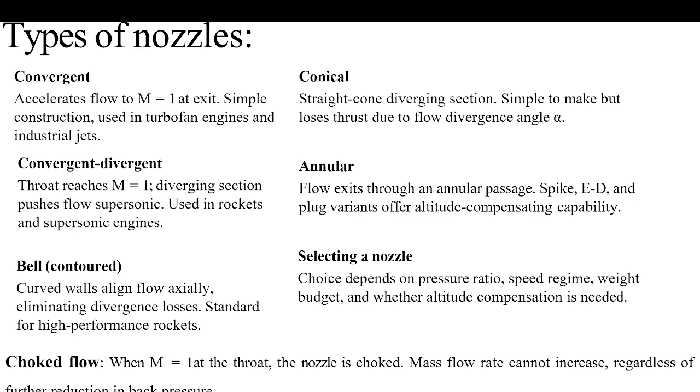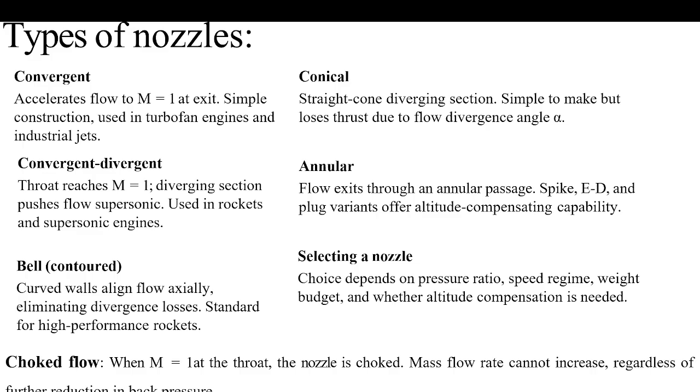It is simple and easy to make, but there is a loss of thrust due to the flow divergence angle, which we call alpha, due to which the losses are more. This is one of the disadvantages of this nozzle. Next one is the annular type. In the next slide I will show you the image of the nozzles and what losses there are.